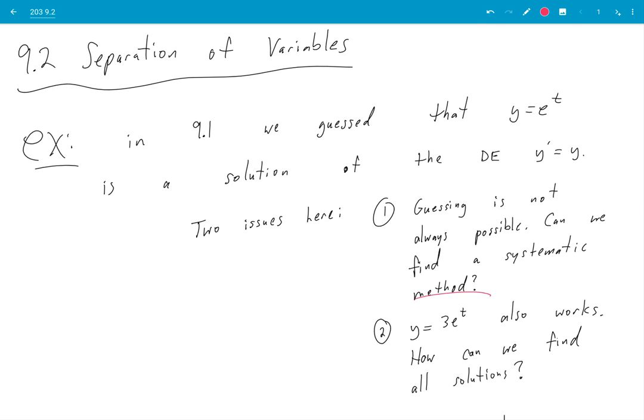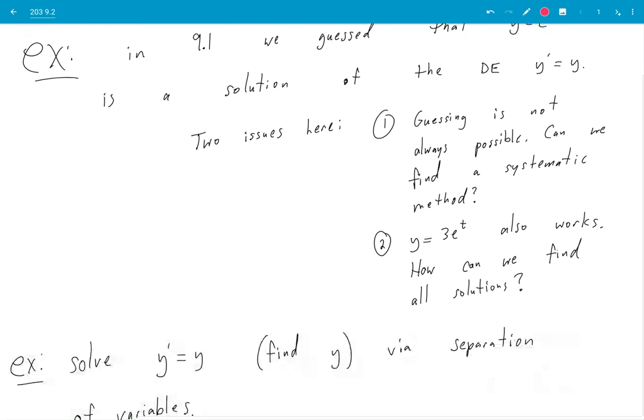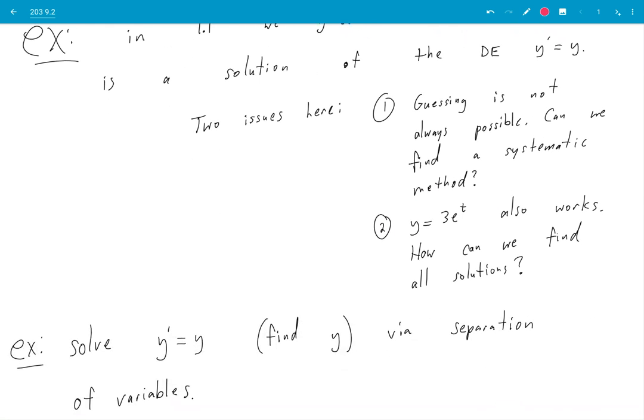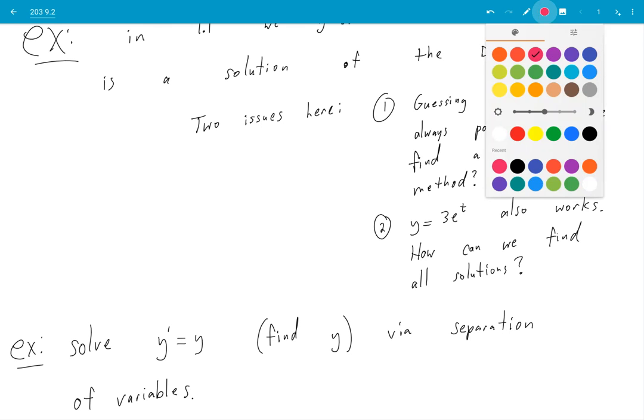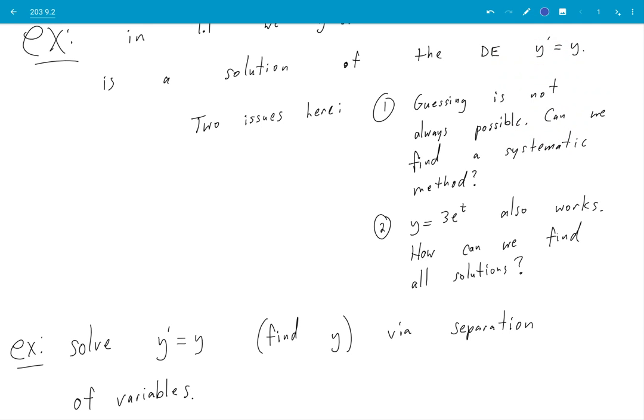And we're going to see how separation of variables explains number 2 here. How can we recover more solutions? Okay, let's do an example. So we're going to solve y prime is equal to y. And we're going to use this technique that I alluded to.